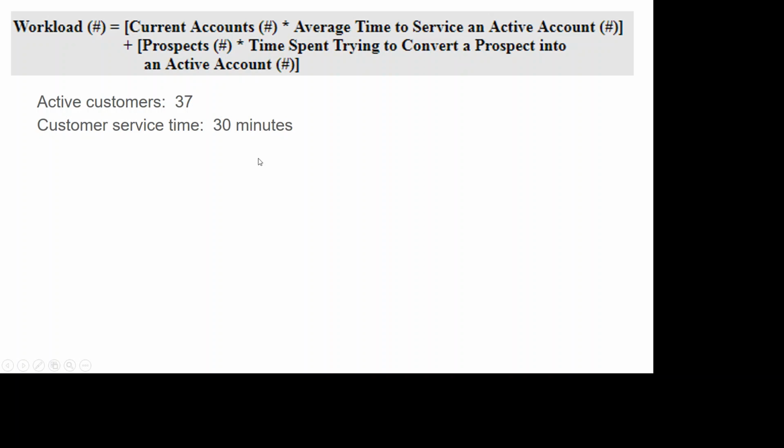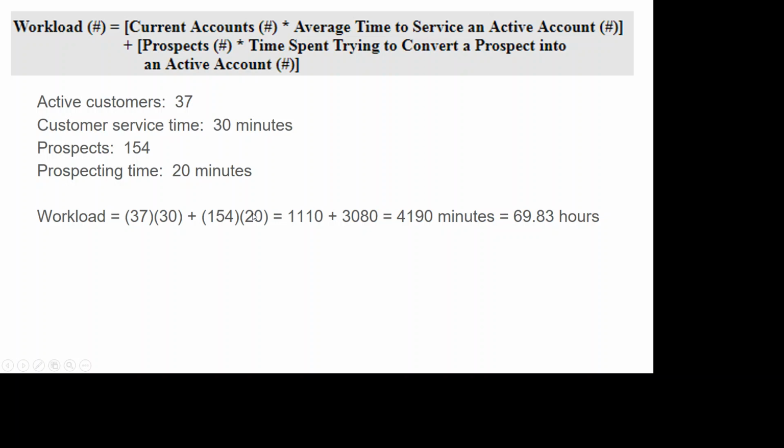We know through history that it takes the salesperson about half an hour to call on and chat with each active customer. We also know this particular salesperson has a total prospect list, or list of leads, of 154. And with prospecting, the time is less. It's only 20 minutes, because you get a lot of people right off the bat saying nope. So it cuts the average prospecting time down. So plug those numbers into our formula above: active customers times customer service time, plus number of prospect customers times prospect time.